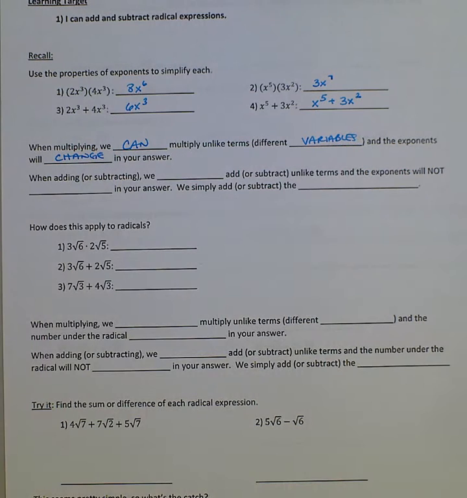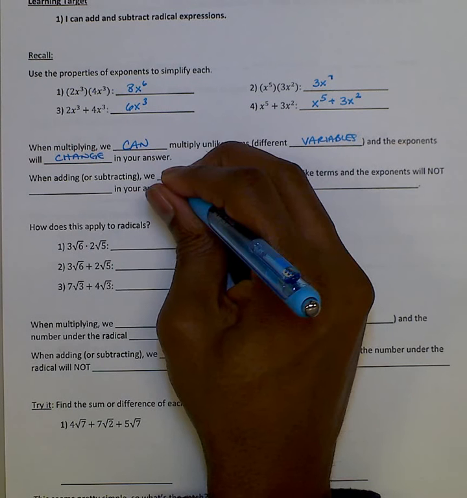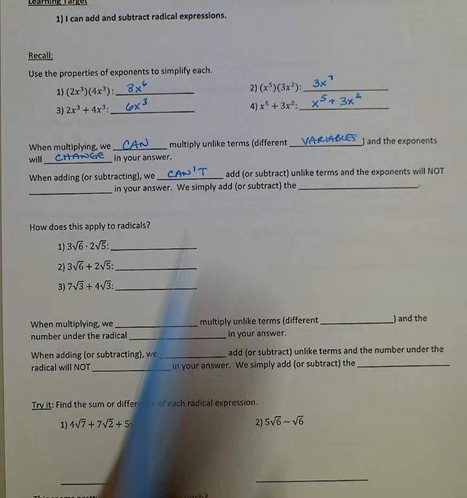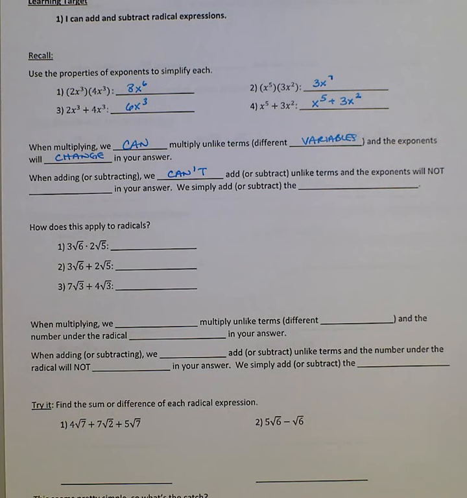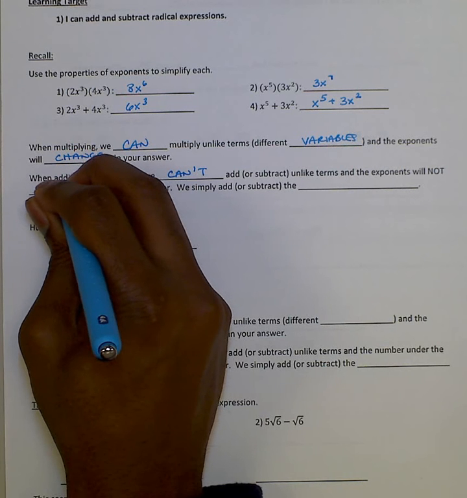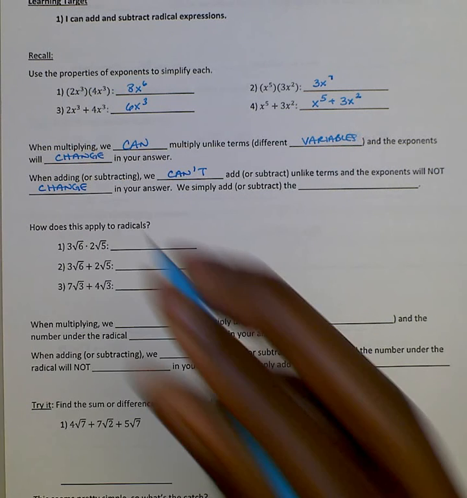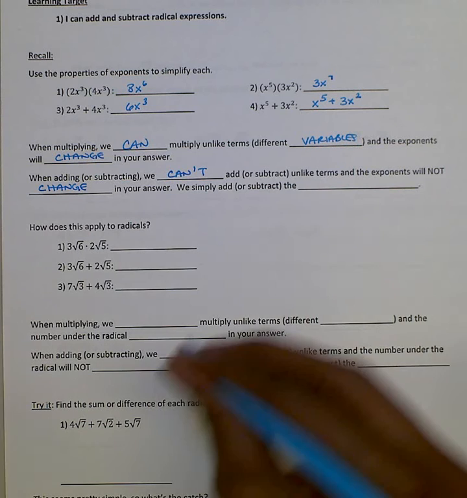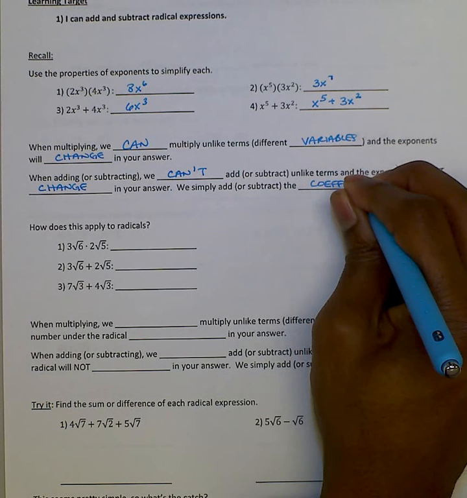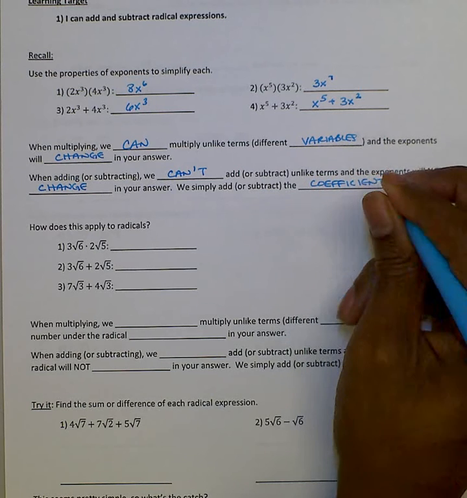When adding or subtracting, we cannot add unlike terms, and the exponents will not change in our answer. We simply add or subtract the coefficients. And remember, the coefficient is the number that comes before the variable.